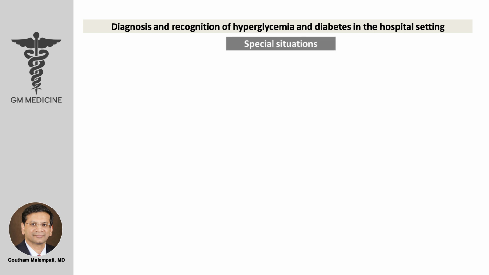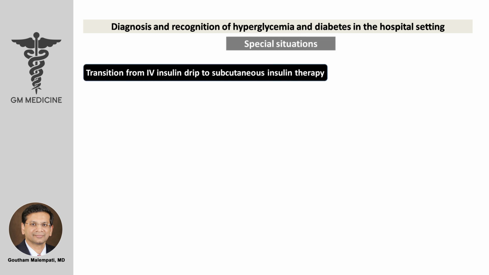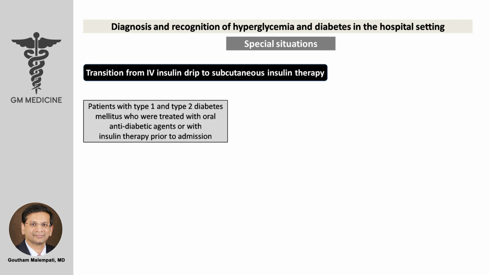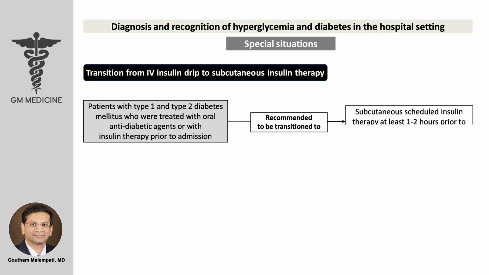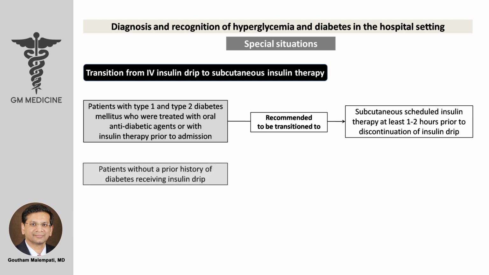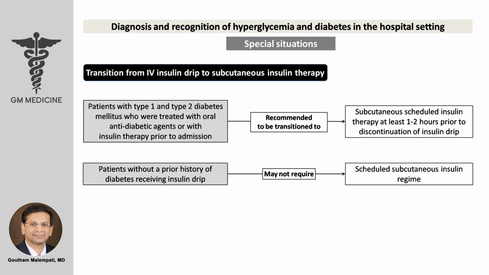Special situations. 1. Transition from insulin drip to subcutaneous insulin therapy. Recommend all patients with type 1 and type 2 diabetes mellitus who were treated with oral antidiabetic agents or with insulin therapy prior to admission be transitioned to subcutaneous scheduled insulin therapy at least 1 to 2 hours prior to discontinuation of insulin drip. In contrast, the majority of the patients without a prior history of diabetes receiving insulin drip may not require a scheduled subcutaneous insulin regimen.